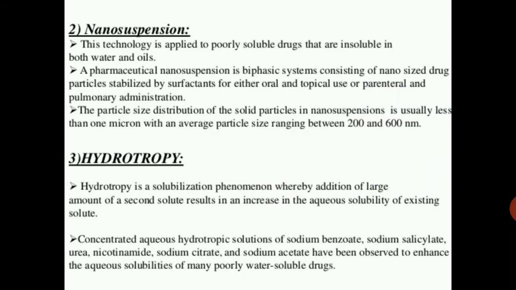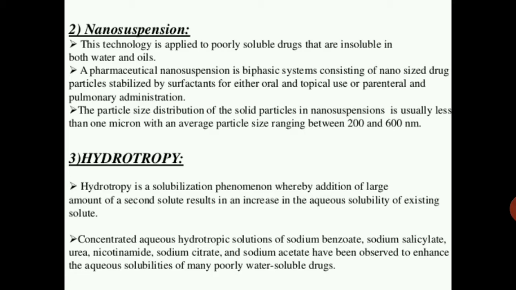Micronization is not suitable for drugs having a high dose number, because it does not change the saturation solubility of the drug.